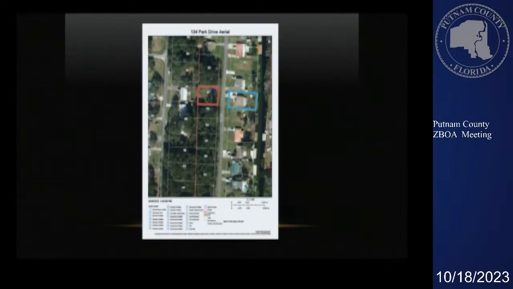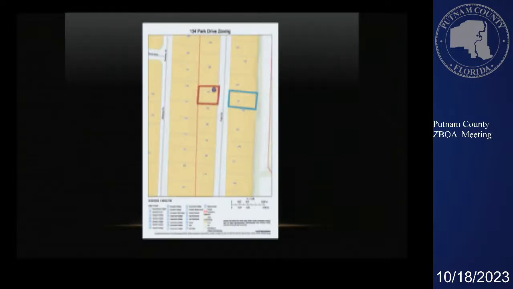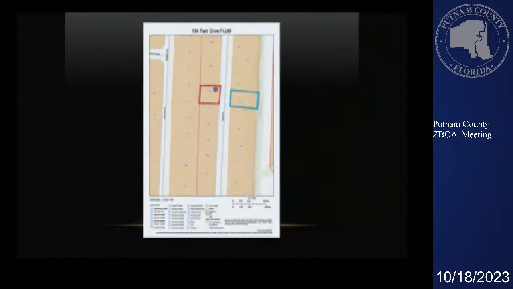Here you can see the aerial view of the property in question. You will note that the main residence is highlighted in blue, and the property that the garage will be on is highlighted in red. Here you can see the zoning map, and you'll see that it is, as mentioned before, all the same zoning. Here is the future land use, and once again, all the same urban service.